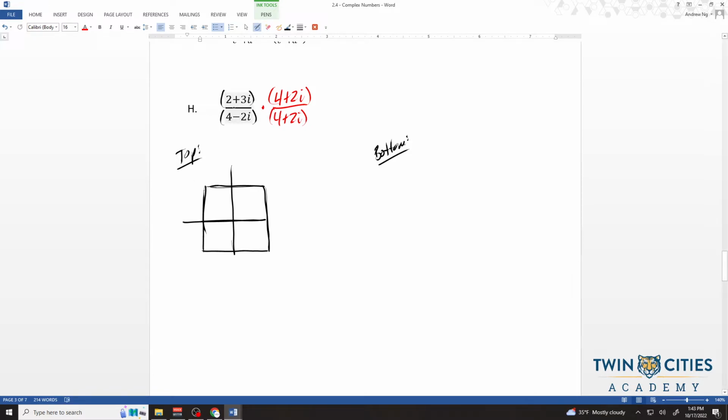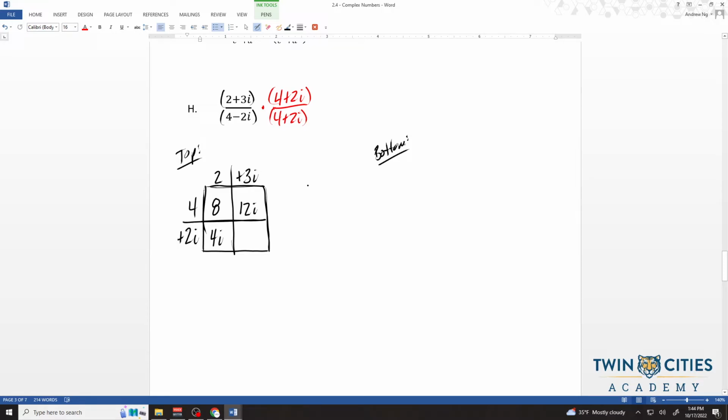Okay, so for the top part, I've got 2 plus 3i. And then I'm multiplying to that 4 plus 2i. Okay, this is 4 times 2 is 8. 4 times 3i will give me 12i. 2i times 2 is going to be 4i.